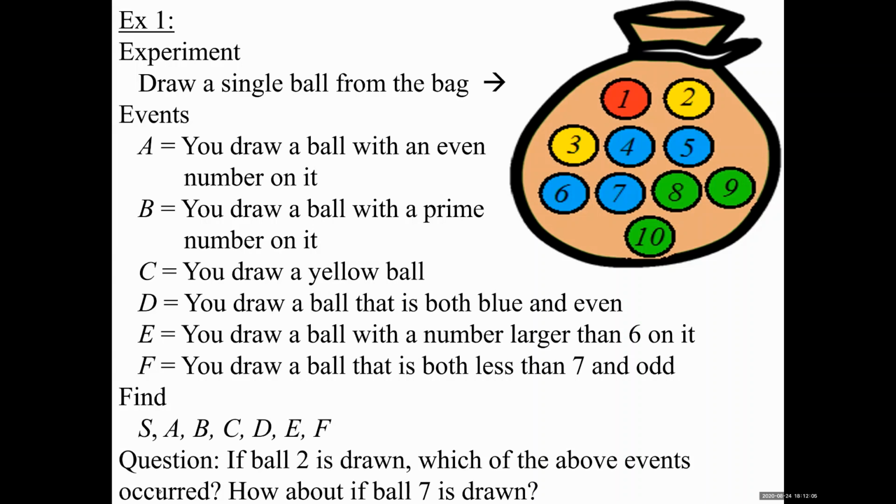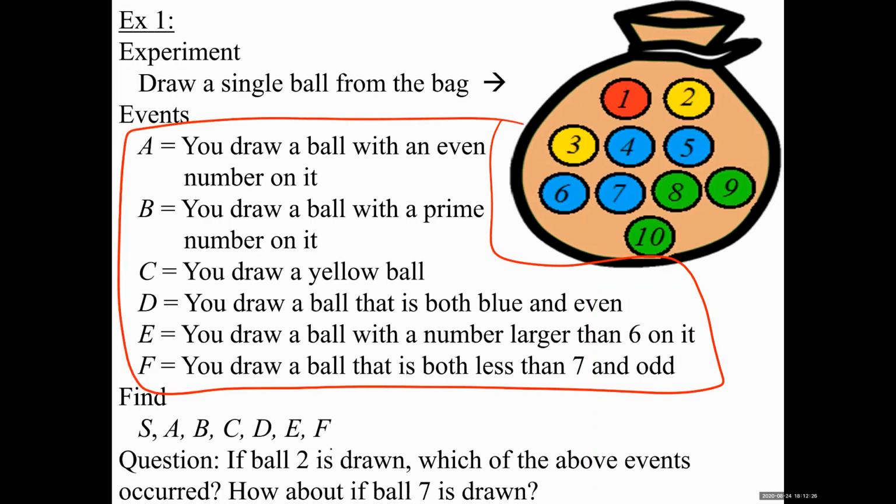First, make sure you understand completely what the thing is that you're doing, what the experiment is, okay? And then make sure you're completely clear on what the outcomes look like. Let's see what it says here. The experiment in this problem is we're going to draw one ball from this bag. So we got this bag over here, we're going to draw one time, okay? And then we have all these events that we'll look at in a minute.